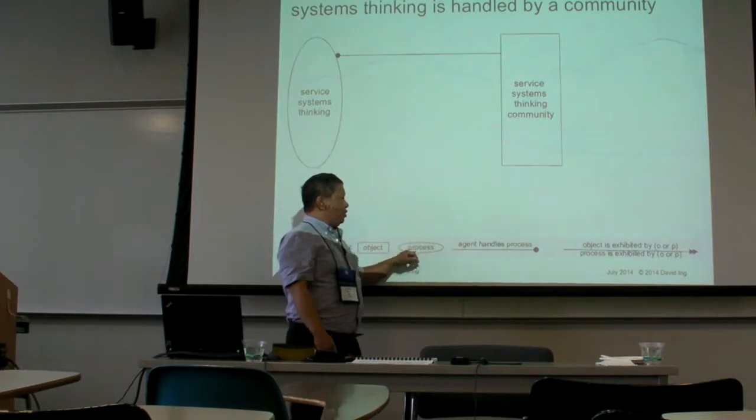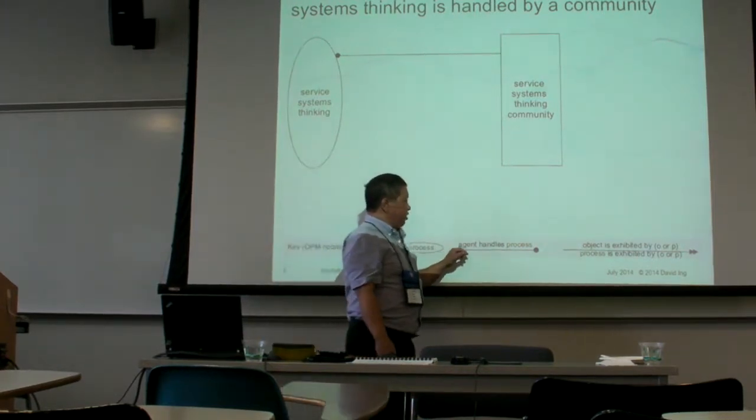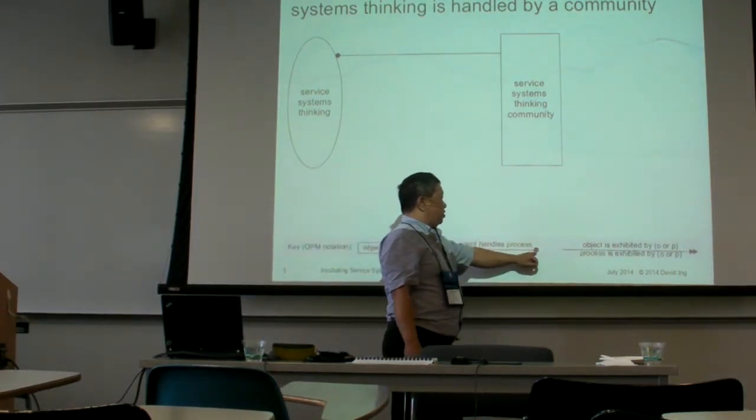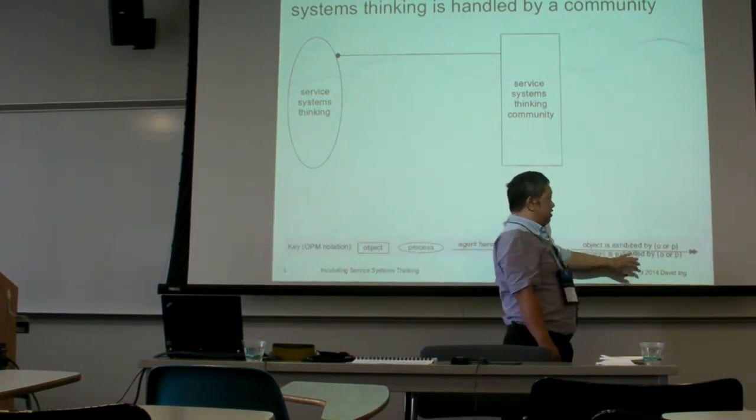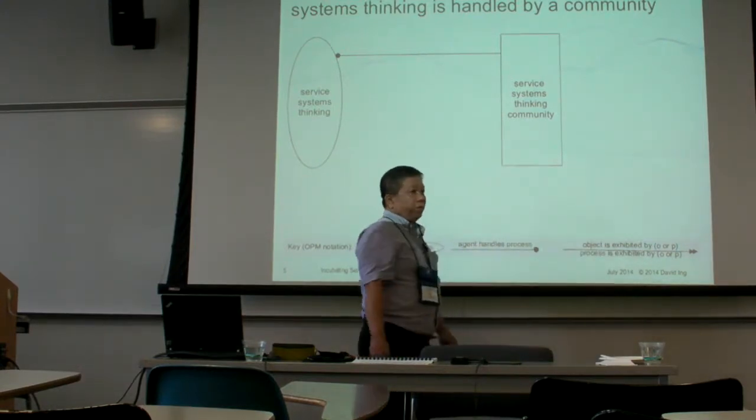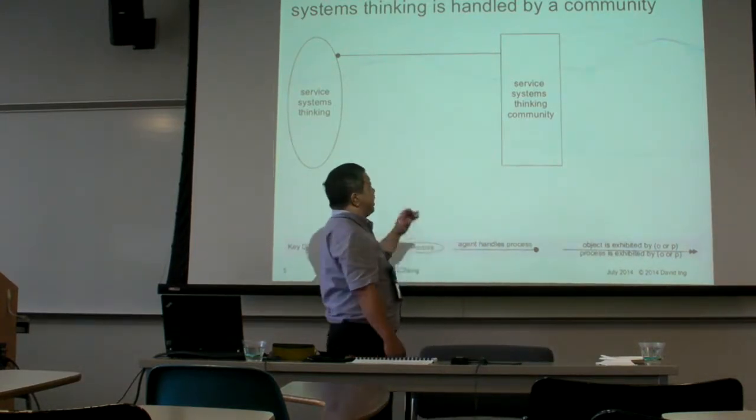You have a process, which is ovals. You have agents handling a process, which has a dot on the end. And you have an object or a process exhibiting something, either as an object or a process. And so the notation is pretty interesting.